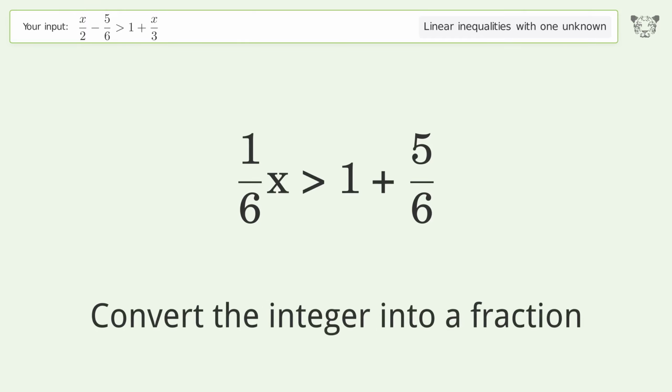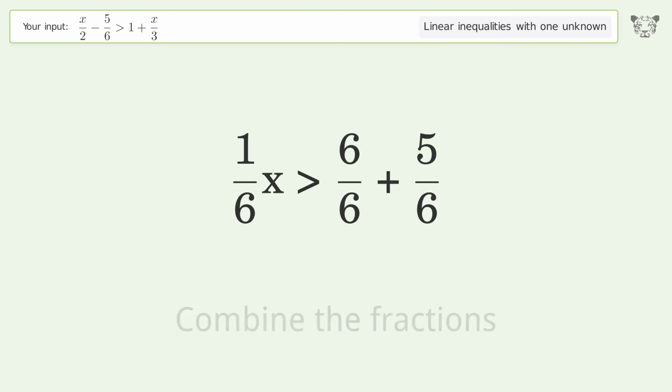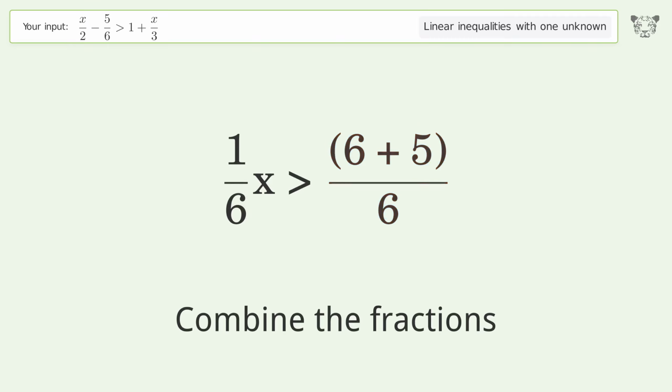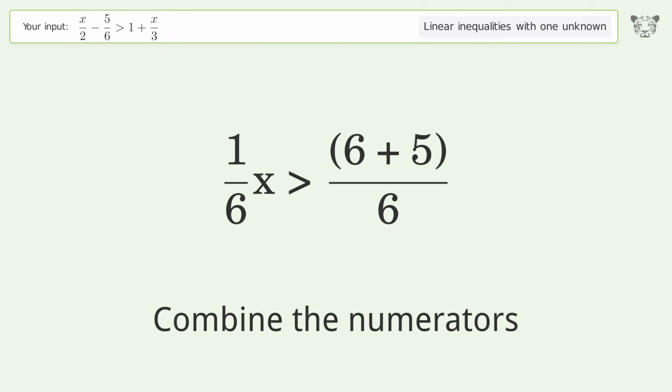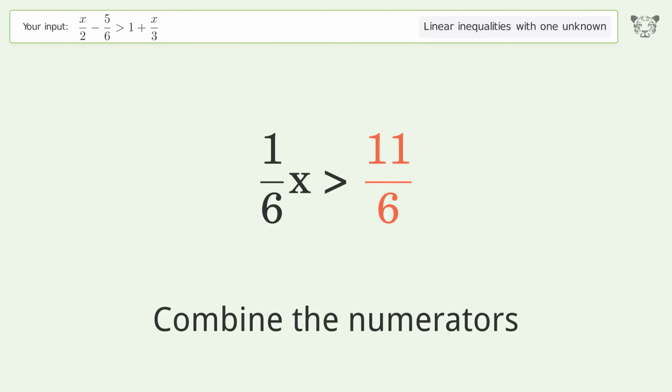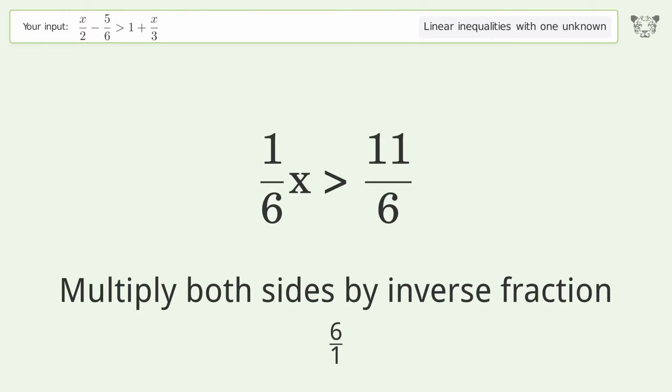Convert the integer into a fraction. Combine the fractions. Combine the numerators. Isolate the x. Multiply both sides by inverse fraction 6 over 1.